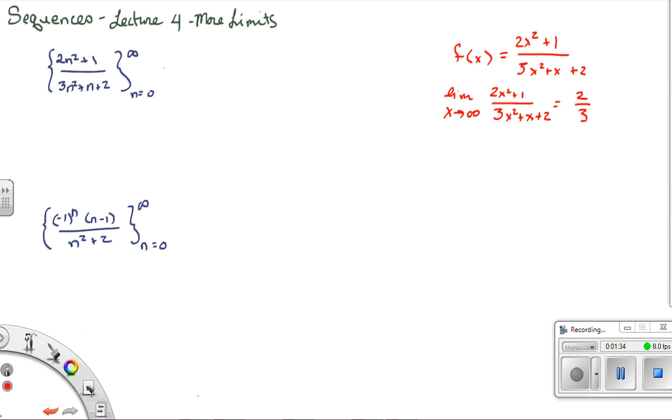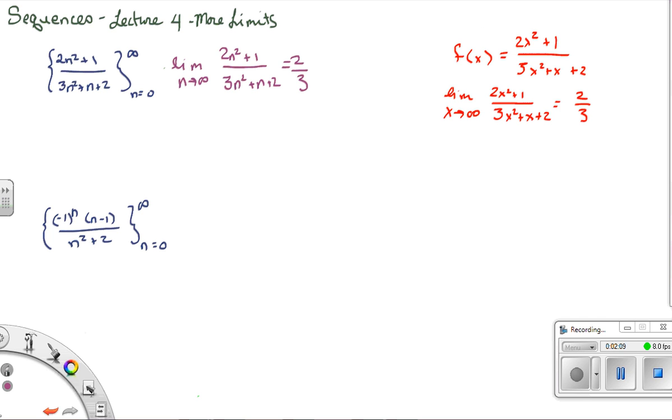So that means that the limit as n goes to infinity of the sequence must equal that limit, 2/3. Okay, now let's go over to this other one.